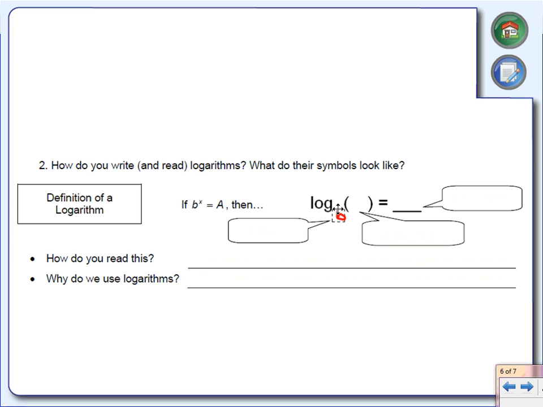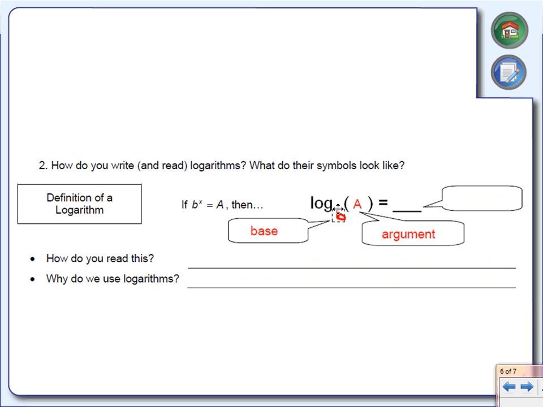And what is that b? It's the base of our exponential over here. It's the base. Next thing we've got to decide is what goes inside the parentheses. Nope. The a. The a goes inside the parentheses. We call that the argument. What is it going to be equal to? Well, there's only one thing left, and that's the x.